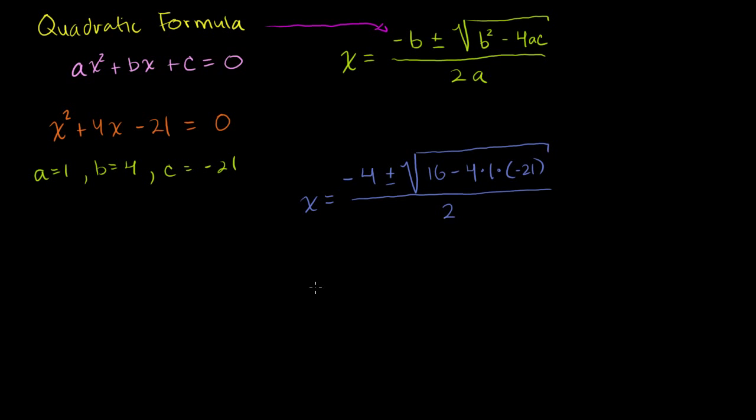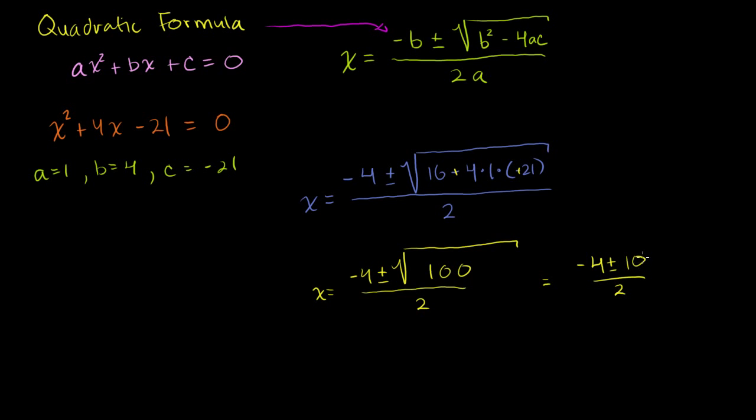Or hopefully it simplifies. So we get x is equal to negative 4 plus or minus the square root of, see, we have a negative times a negative. That's going to give us a positive. And we have 16 plus, let's see, 4 times 1 is 4 times 21 is 84. 16 plus 84 is 100. Well, that's nice. It's a nice perfect square. All of that over 2. And so this is going to be equal to negative 4 plus or minus 10 over 2.